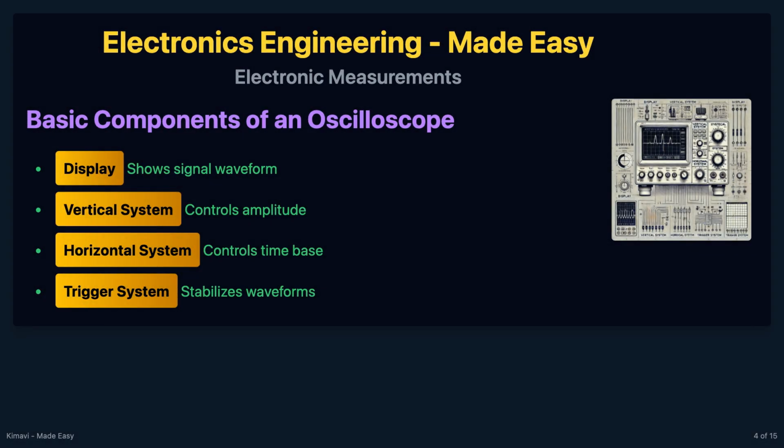The basic components of an oscilloscope include the display, which shows the signal waveform, the vertical system that controls the amplitude of the signal, the horizontal system that controls the time base or sweep of the signal, and the trigger system that stabilizes repetitive waveforms and allows the capture of single-shot waveforms.